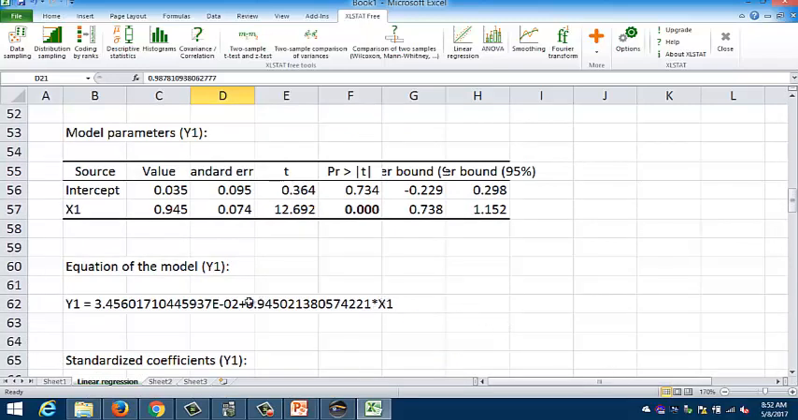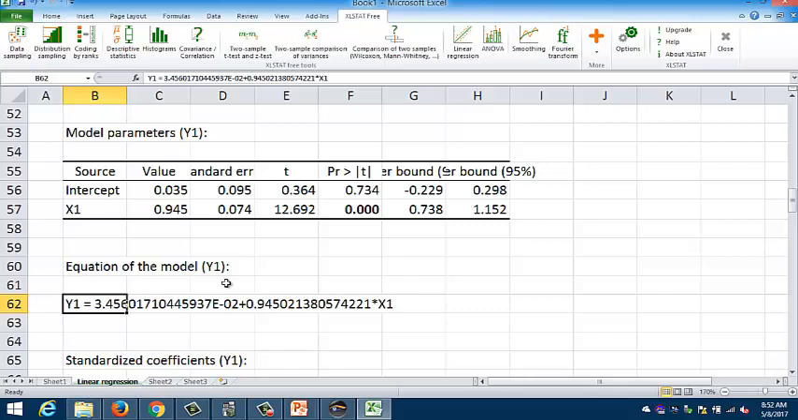And down here we have an equation of the model. So, boy, is that ugly the way that comes out. But I think if you take this equation and round it when we write it down, then we're okay. All right? So what does it say? It says y1 equals 0.3456. It's huge. And then it has the e. Do you guys see that e? Negative 0.02. Do you guys see that? So what does that mean? That means it's a really small number, right?